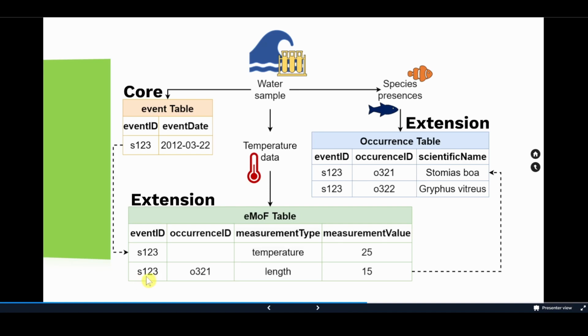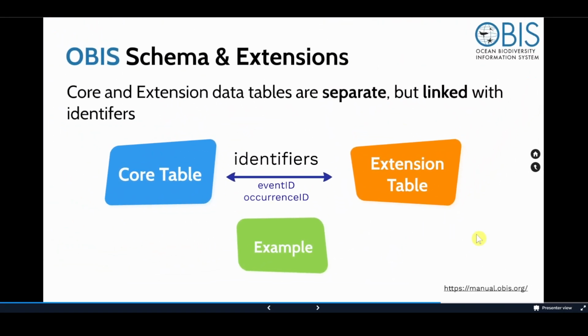And for the second row, we have the same event ID that came from the same sampling event, and it points to this first occurrence ID, first species here. And we have, again, our measurement type. In this case, it is length, measurement value 15, and then same thing I just said, we'll want to populate the rest of the columns for unit, and then the 3 associated IDs. So hopefully that helps solidify your understanding of the OBIS schema and how core and extension data tables are linked.